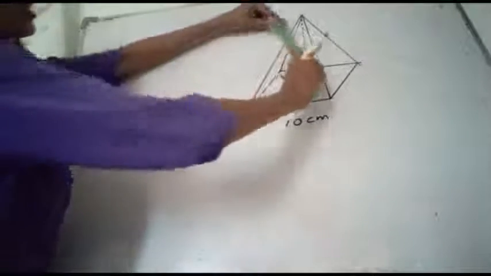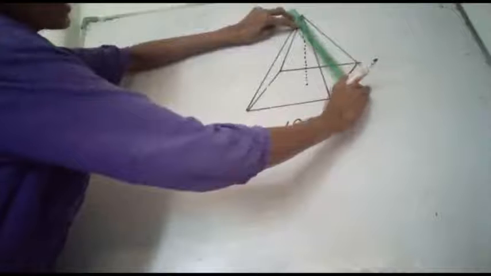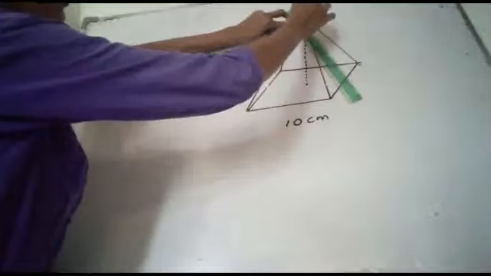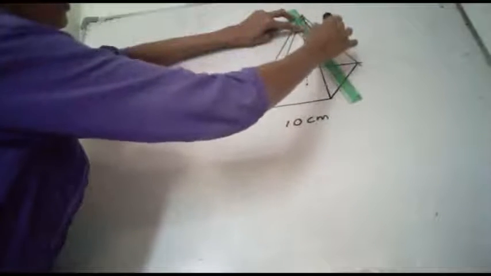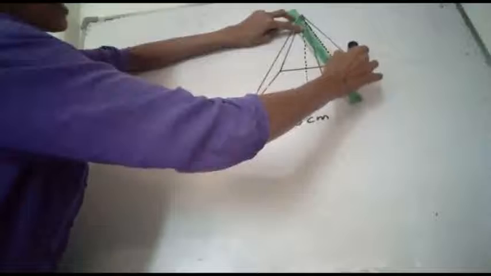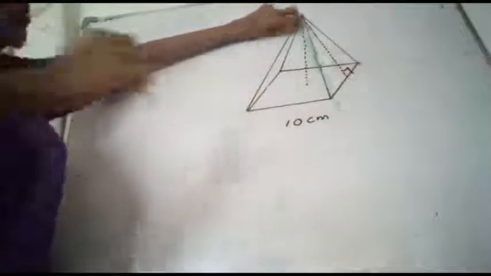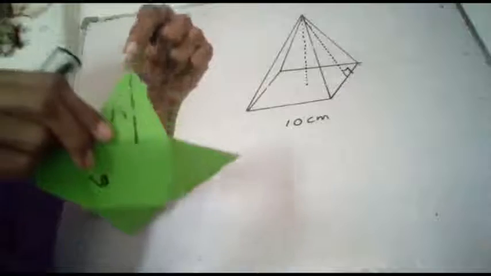This is the perpendicular height of the triangle. Perpendicular height of a triangle is 8.